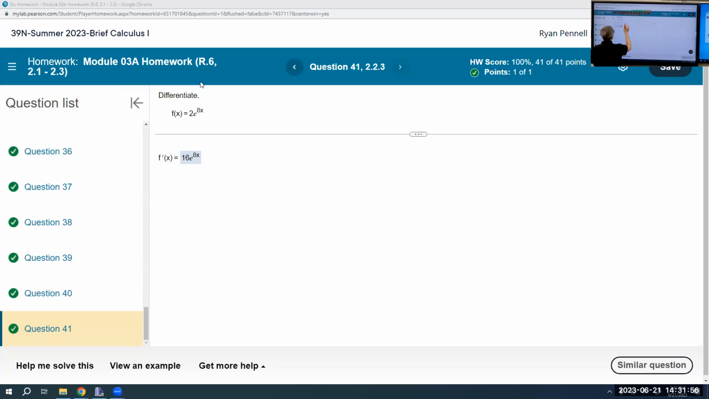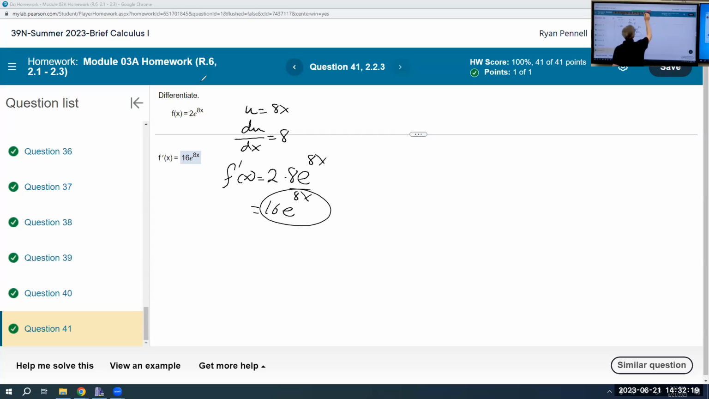I want to find the derivative, first derivative of this. Okay, what happens? Well, if you let u equal 8x, du dx equals 8. So f prime of x just equals 2 times 8 e to the 8x, 16e to the 8x. Okay. That's a little cherry on top for week 3 on A. Easy stuff. That was probably one.